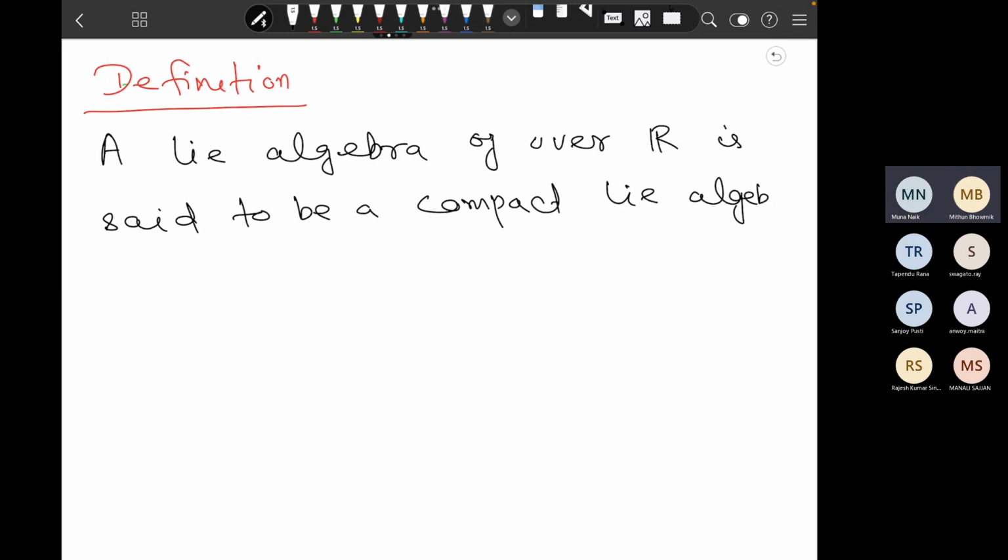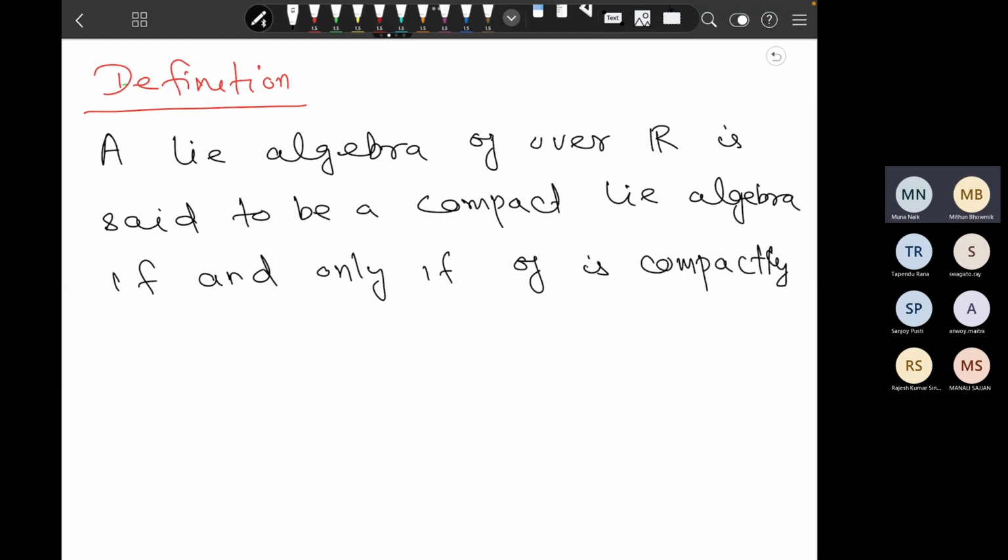Lie algebra if and only if G is compactly embedded in itself.